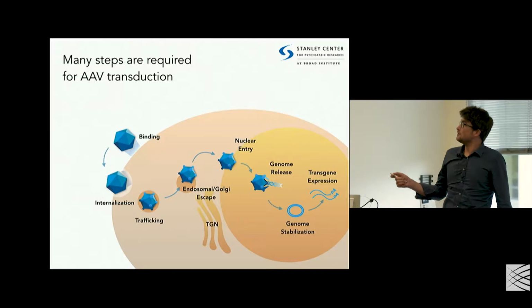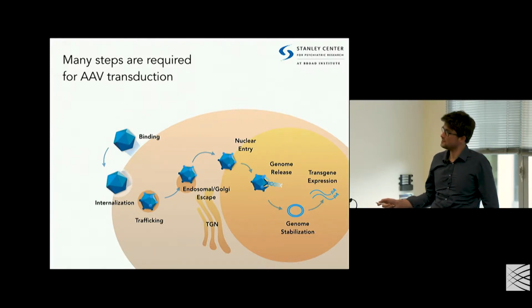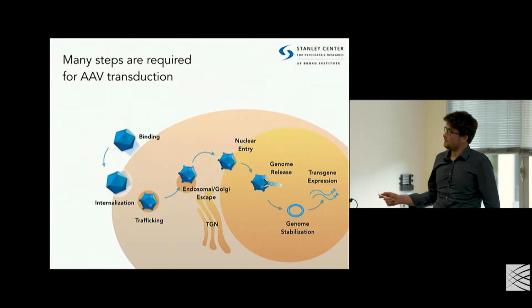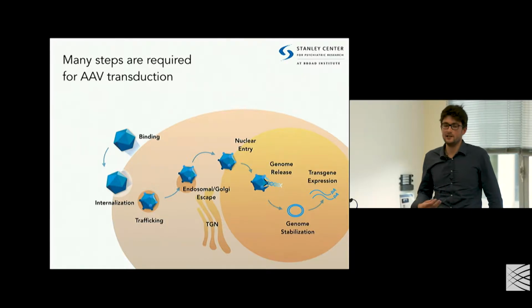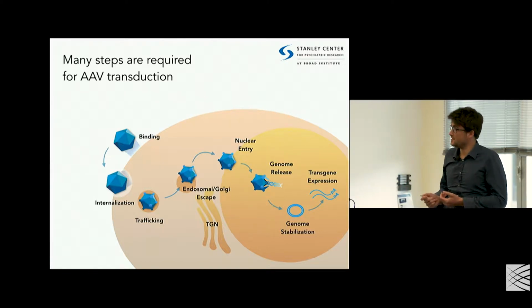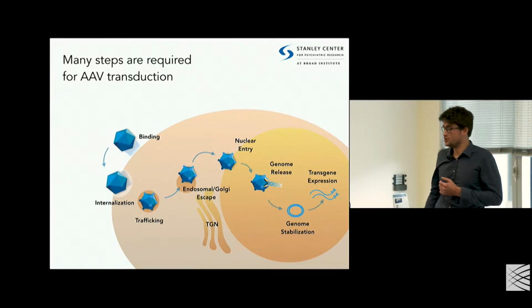So yeah, if you look at that, it actually gives you the different steps that are required for AAV transduction. In a nutshell, it starts with binding at the cell surface, followed by endocytosis. It traffics from the plasma membrane to the perinuclear area, so through an endosome. In the trans-Golgi network, you have a pH-induced conformational change that leads to externalization of one of the capsid domains that contains a phospholipase domain. You're going to have endosomal escape followed by nuclear entry, genome release, stabilization, and transgene expression.